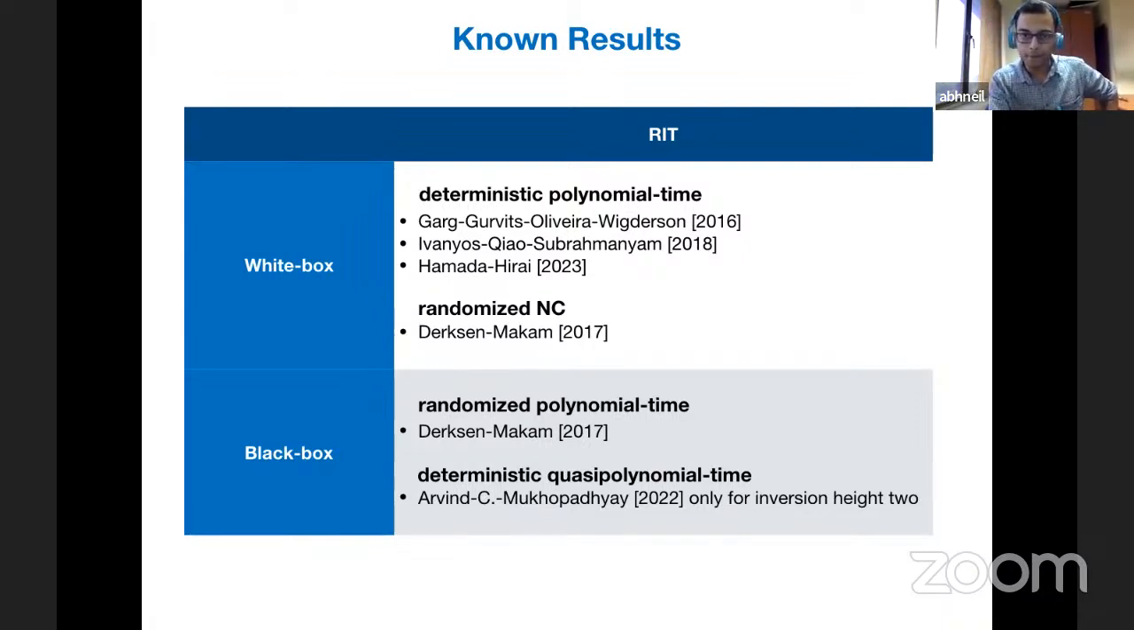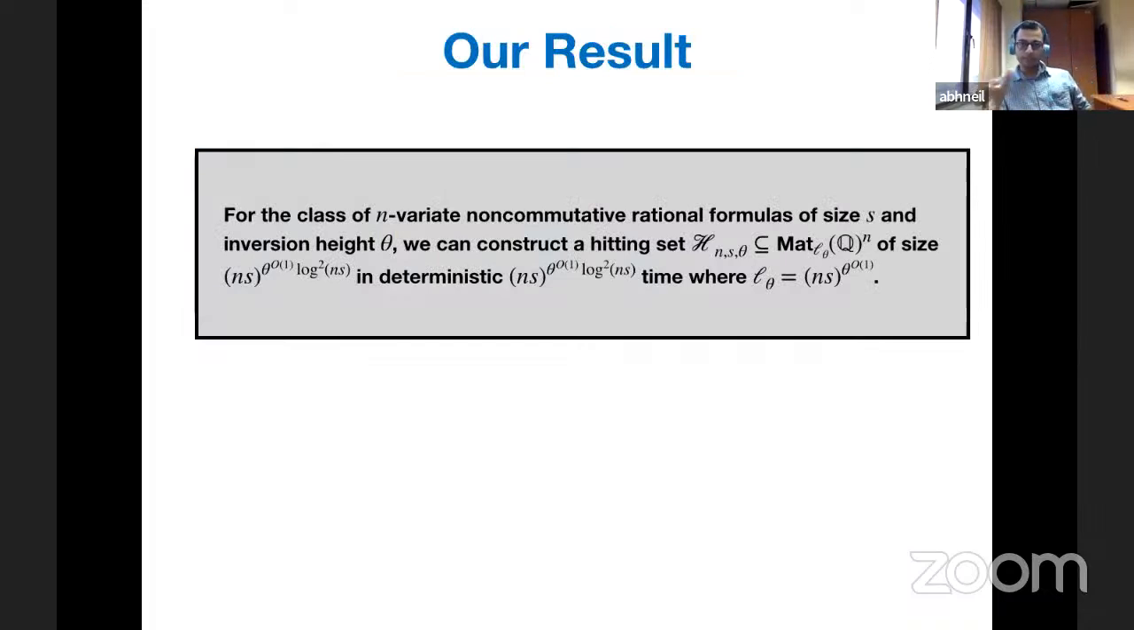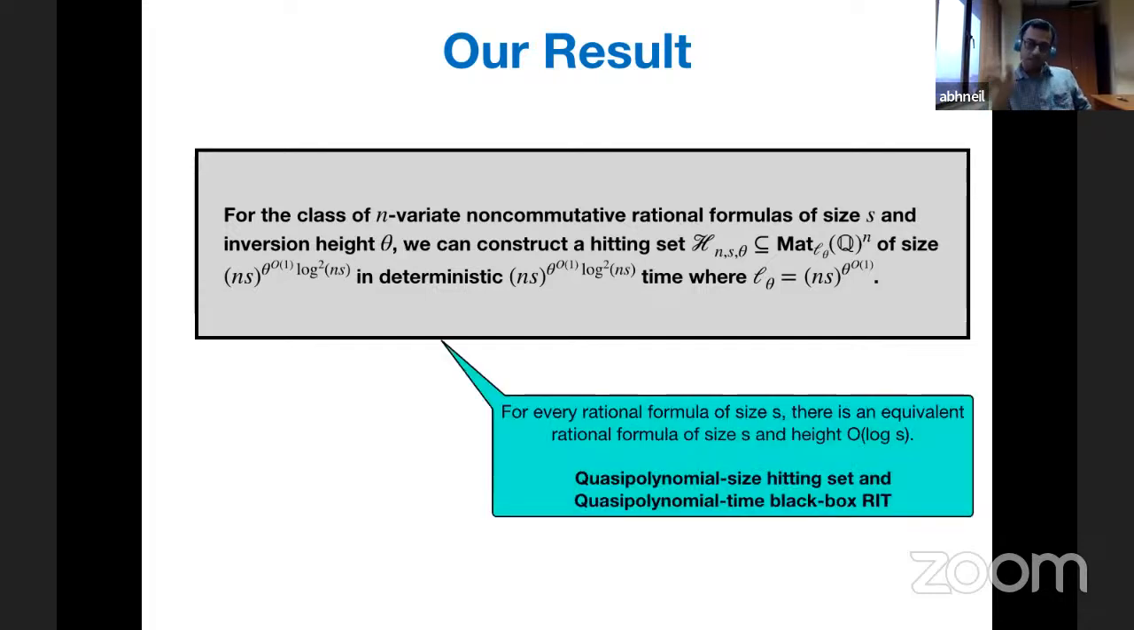Okay. So this is the result that we came up with. It depends on the inversion height theta. If you have an invariant SH formula of height theta, then we get a hitting set of size (ns)^theta, with theta in the exponent, times log squared ns, and the dimension of the matrices is (ns)^theta to the power order 1. Now the interesting fact is that Ruiz and Derksen showed that for any formula of size s, you can bound the height by only log s.